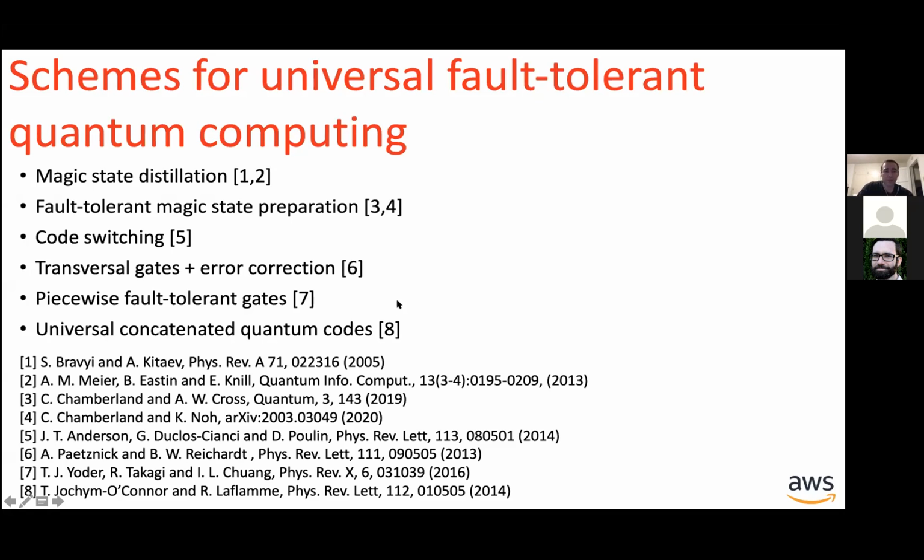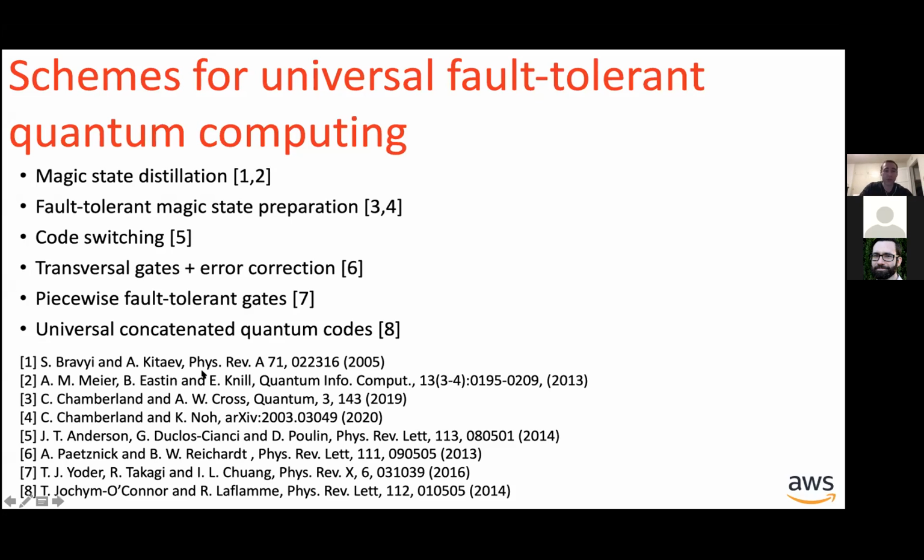And then there's this idea of pieceable fault tolerance. So this is where you have a gate which isn't transversal, but you write down the circuit, and then you do intermediate rounds of error correction at strategic locations within that circuit. And in that way, you can control how errors propagate, even though not all the gates are transversal. And if you do it in the right way, you can implement the whole gate in a fault-tolerant way.